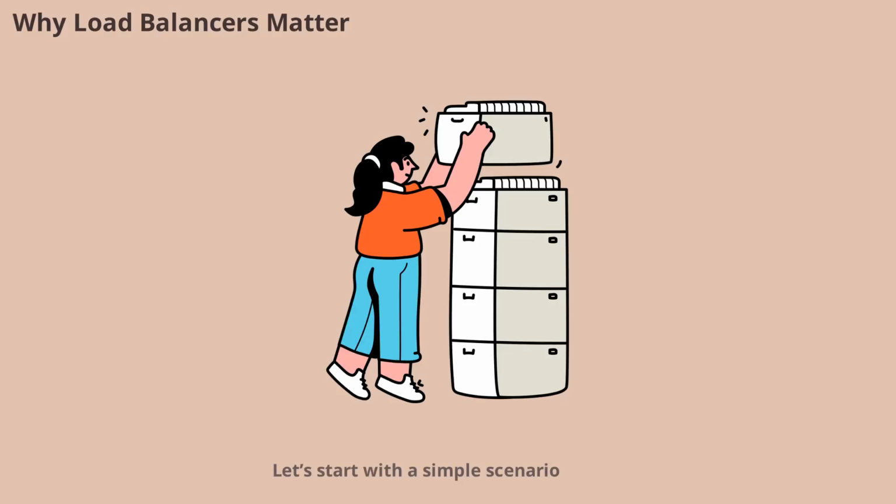Let's start with a simple scenario. Imagine your application is running on just one server. Now picture 100 users all sending requests at the exact same time. What happens? Every single request lines up, waiting for that one server to respond. As the queue grows, so does the waiting time for each user. This is where queuing theory comes into play, helping us understand and manage these waiting lines in technology.